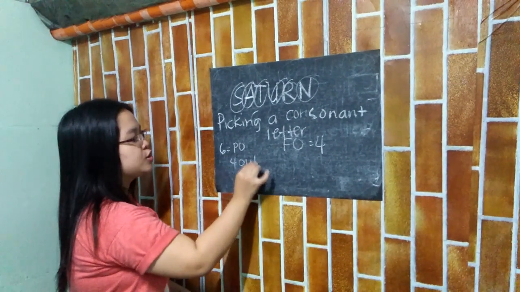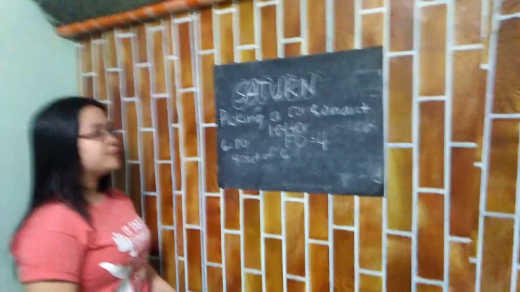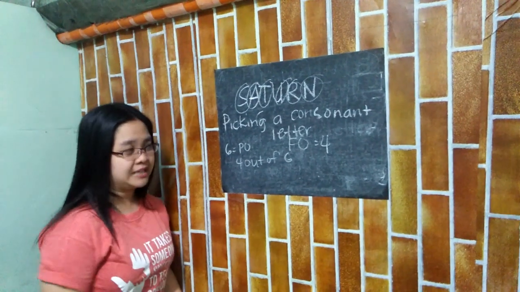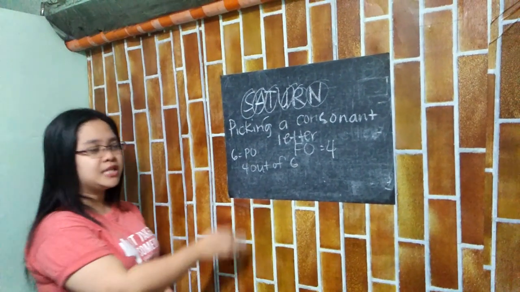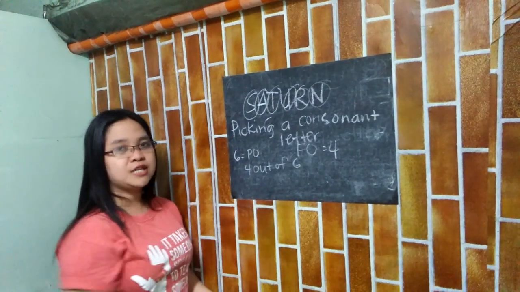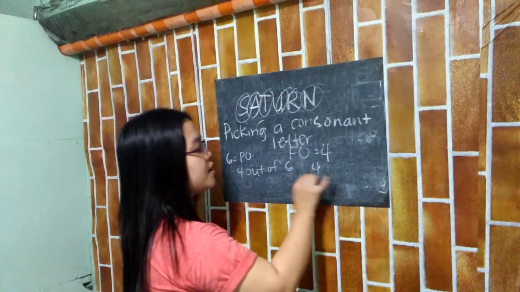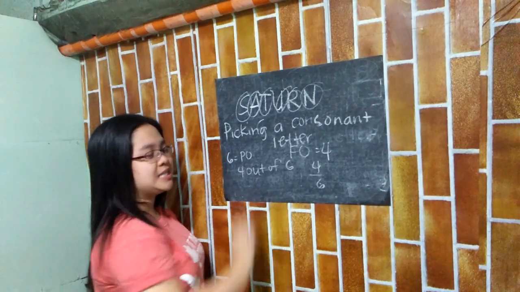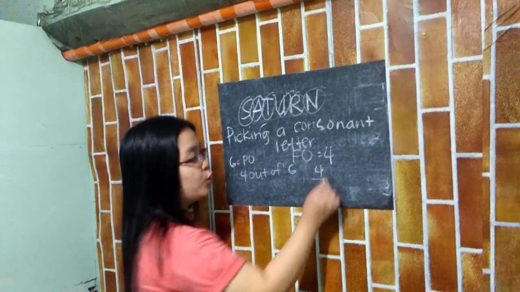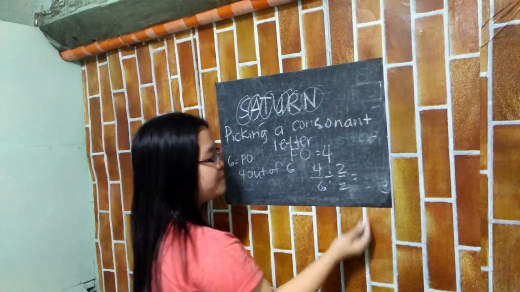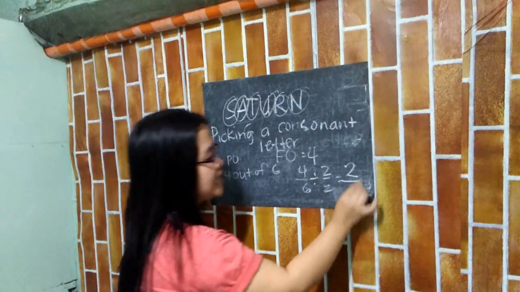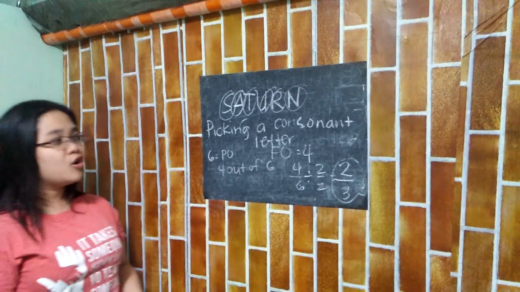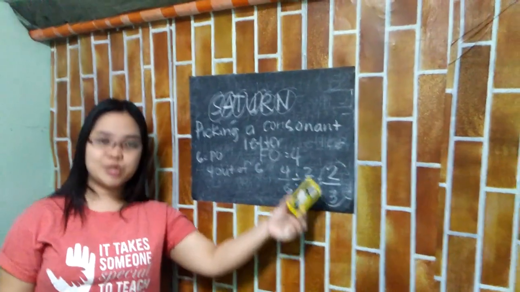So what are the chances now? 4 out of 6. So there are only 4 chances of picking a consonant letter out of 6. What could be the probability for that? In fraction, following the formula number of favorable outcomes over possible outcomes, we have 4 over 6. Can we get its lowest term? Yes. So what's the GCF of 4 and 6? 2. So divide both sides by 2. 4 divided by 2 is 2. 6 divided by 2 is 3. So the probability of picking a consonant letter is 2/3.